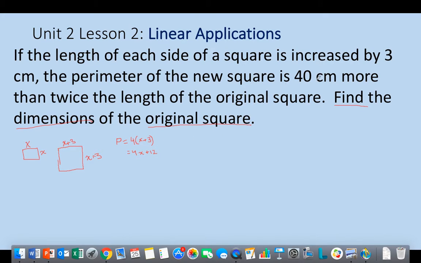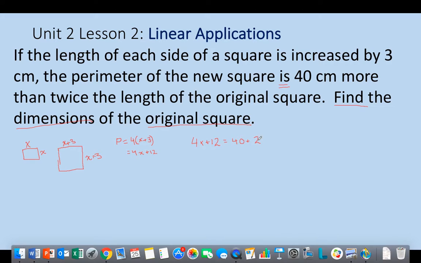The perimeter of our new square is, and the keyword here, if algebra were like a foreign language, is means equals, 40 more than twice the length of the original square. So I can use this to make an equation. The perimeter of my new square, well, here's the perimeter of my new square, I've got that: 4x plus 12 is, means equals, 40 more than, well, that means 40 plus. Sometimes students get confused with the inequality, like is more than. But remember, is more than is greater than. More than just means plus.